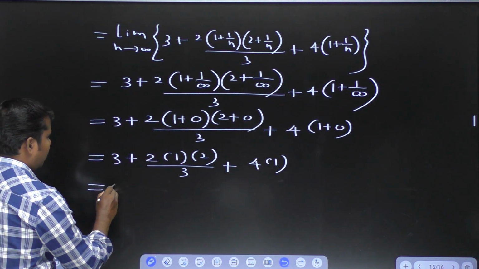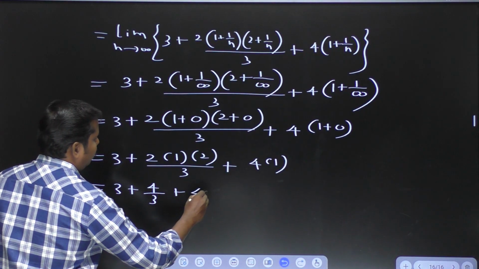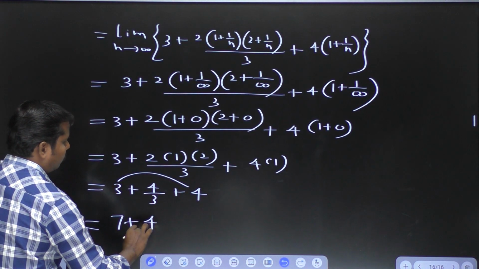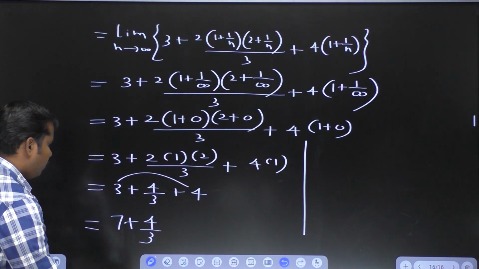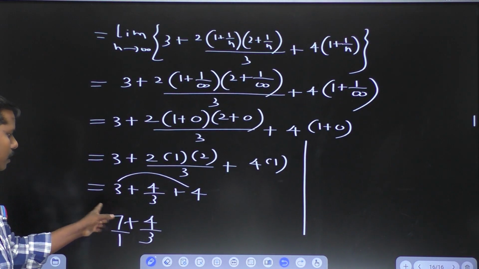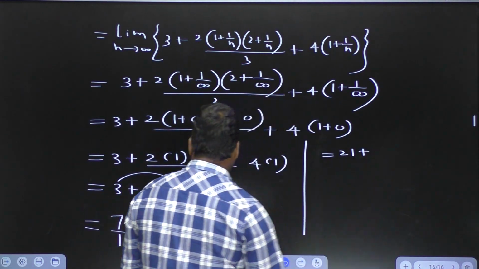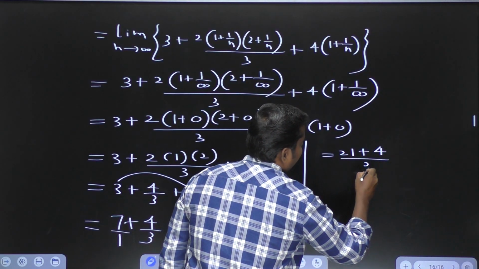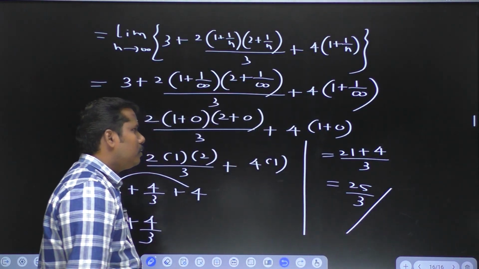So which is nothing but 3 plus 2 2s are 4, 4 by 3 plus 4. 3 plus 4 is 7. 7 plus 4 by 3. Go for a cross multiplication. 3 7s are 21. 21 plus 4, 1s are 4, by 3. So finally the answer is 25 by 3.